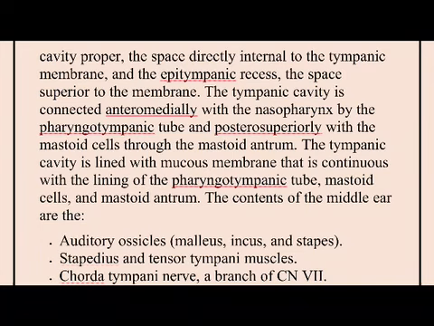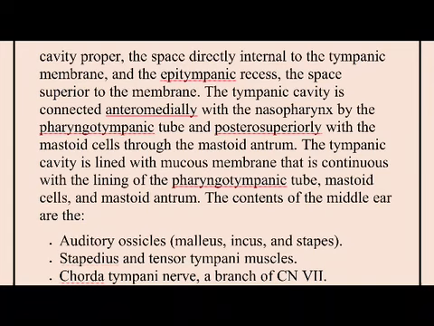The tympanic cavity is lined with mucous membrane. The mucous membrane is continuous with the lining of the pharyngotympanic tube. It's also continuous with mastoid cells and the mastoid antrum. The contents of the middle ear include the auditory ossicles, that's the malleus, the incus, and the stapes. Also in the middle ear you have the stapedius and tensor tympani muscles. Nerves are also present in the middle ear.